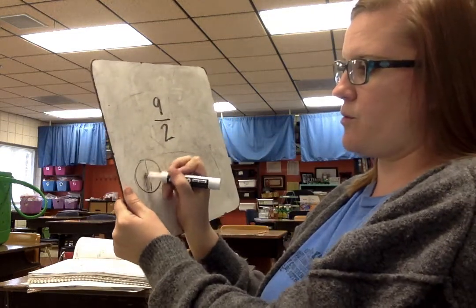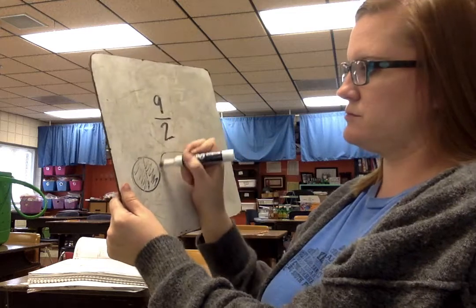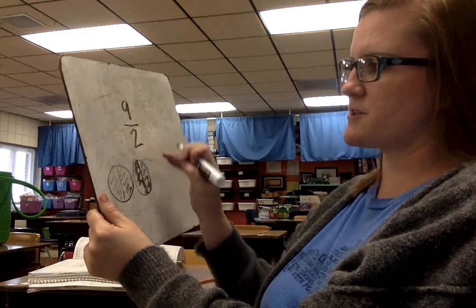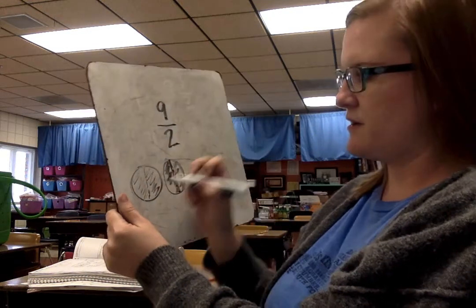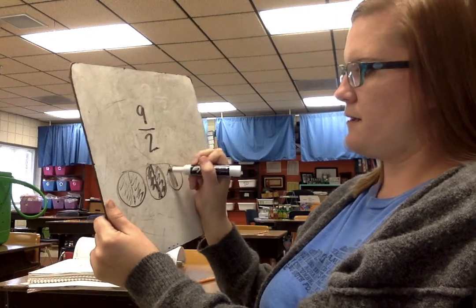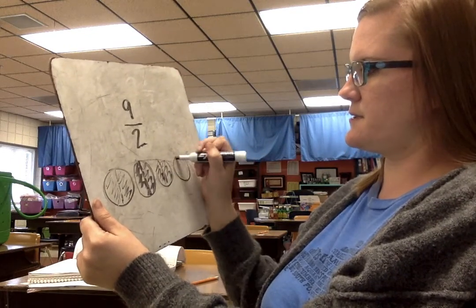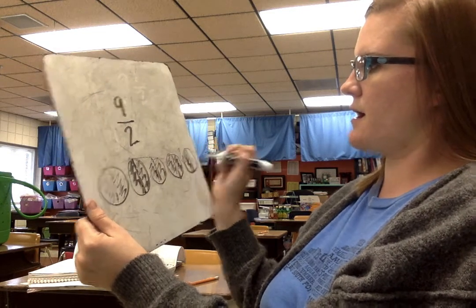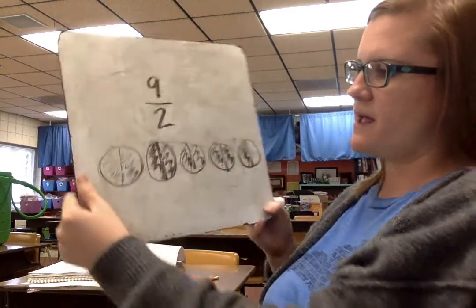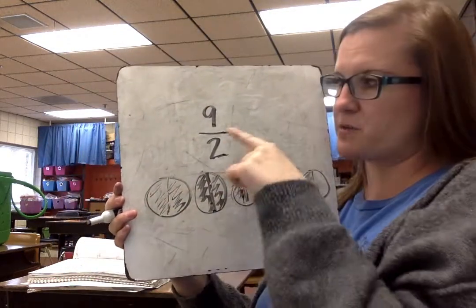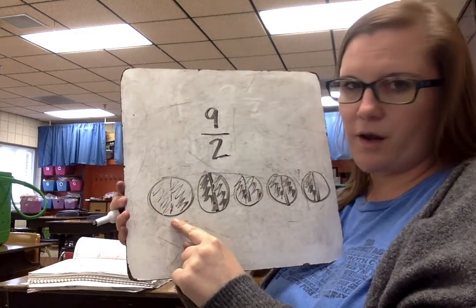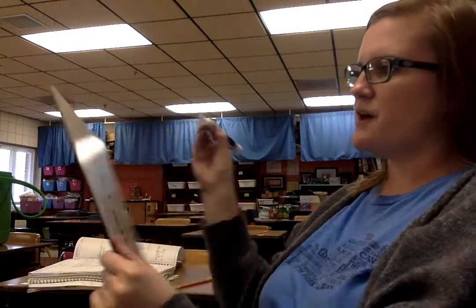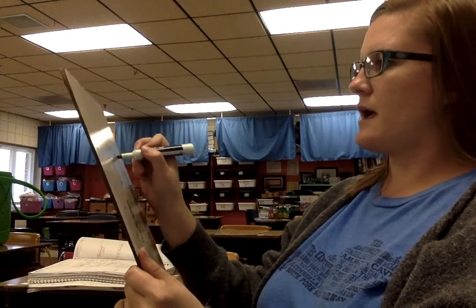So I got 1, 2, still got to color 9, 3, 4. Remember, 2 pieces are still in a whole, so each whole will be cut into half. So 1, 2, 3, 4, 5, 6, 7, 8, almost there, 9. So I have 9 shaded halves. Let's see what this would be as a mixed number. So we're turning this into a mixed number. I have 1 whole, 2, 3, 4, and then you have that 1/2. So this would equal 4 and 1/2.